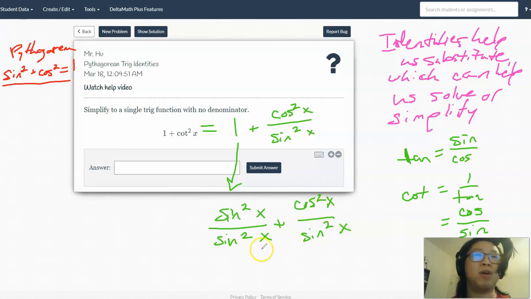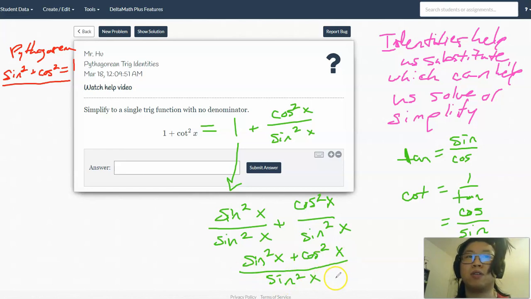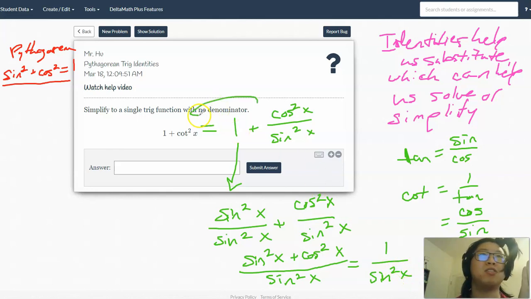So let's do it. Combine our numerators, so sine squared x plus cosine squared x all over the same denominator, sine squared x. Well, now sine squared x and cosine squared x in the top, wow, that's really simple. That's just our Pythagorean identity. This is 1 over sine squared x. And lo and behold, let's think about it. We need no denominator, and I know there's a reciprocal trig function for this too. It's cosecant. So we should have cosecant squared x as the final one trig identity.